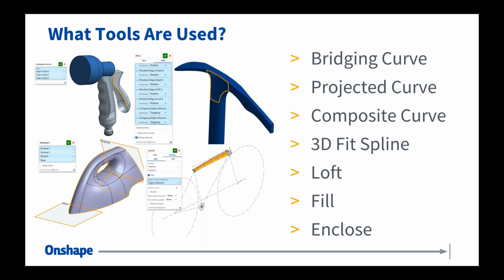But these are the seven tools that I want to focus on: bridging curve, projected curve, composite curve, 3D fit spline, loft, fill, and enclose. Now, as I mentioned before, that is certainly not every command that you're going to need. It's just, I think, the core commands that will make up any complex surface model, right? So we're going to focus on these primary tools. There are other things I could include in this webinar, things like offset surface, things like split or delete face, delete part. These are important parts of the workflow as well, but I wanted to focus on the most popular commands, the most important commands, in the hour that we have. All right, so let's dig into it.